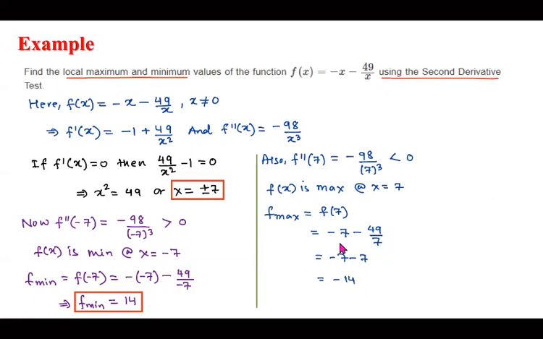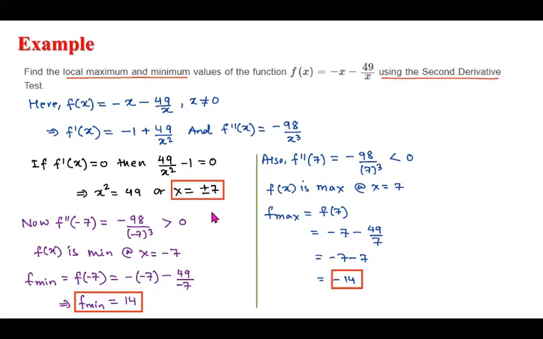So this is how we can find the extreme value or local maximum and minimum using the second derivative test. So key here is, the maximum or minimum value occurs at the critical point. The critical points are the points where the first derivative is 0 or undefined. So from there, you know where the maximum or minimum value occurs.